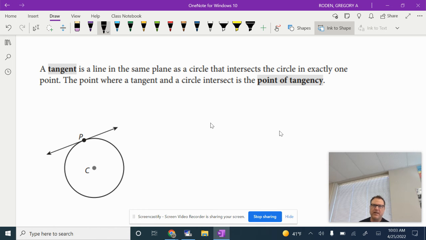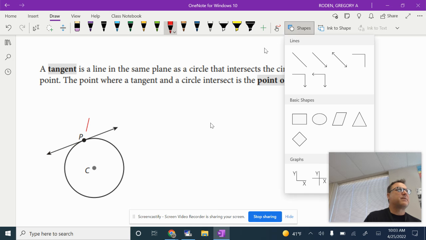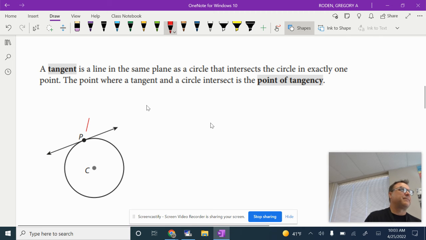A tangent is a line in the same plane as a circle that intersects the circle in exactly one point. The point where the tangent and the circle intersect is called the point of tangency. In this case, this P right here is the point of tangency. I usually call it the pot. Point of tangency. So there's the pot right there.